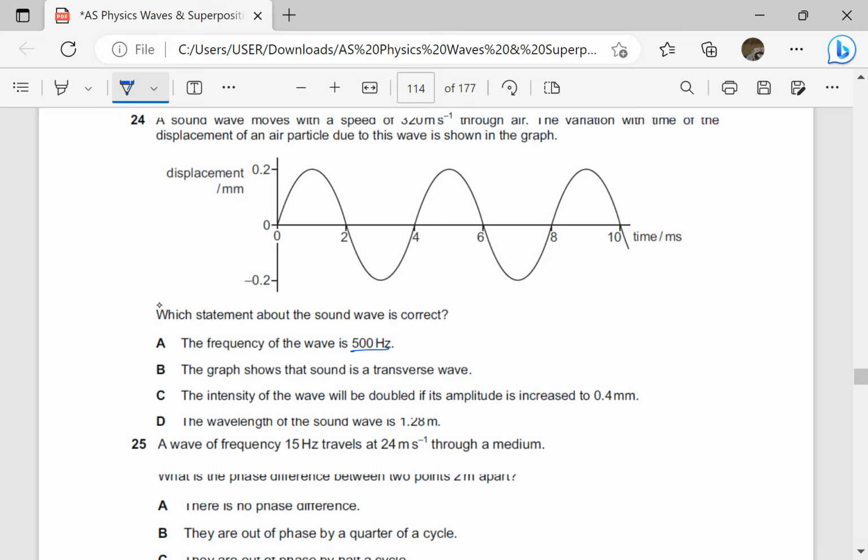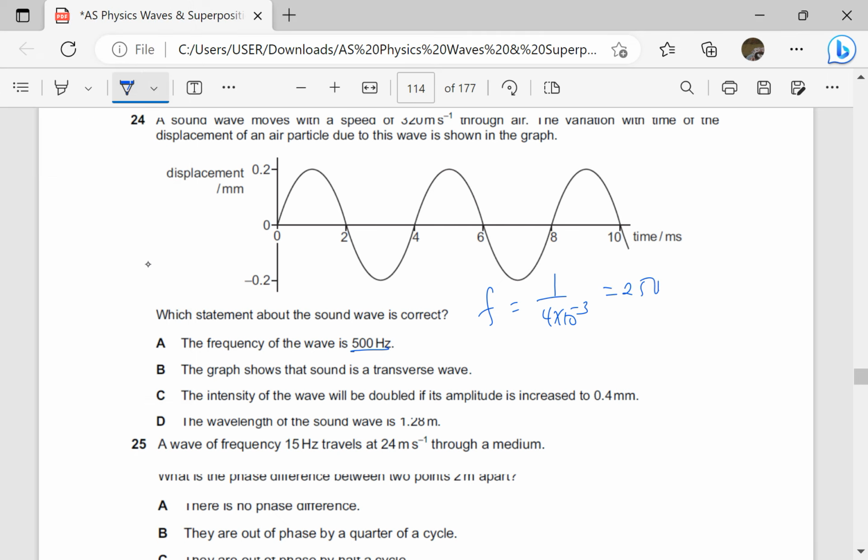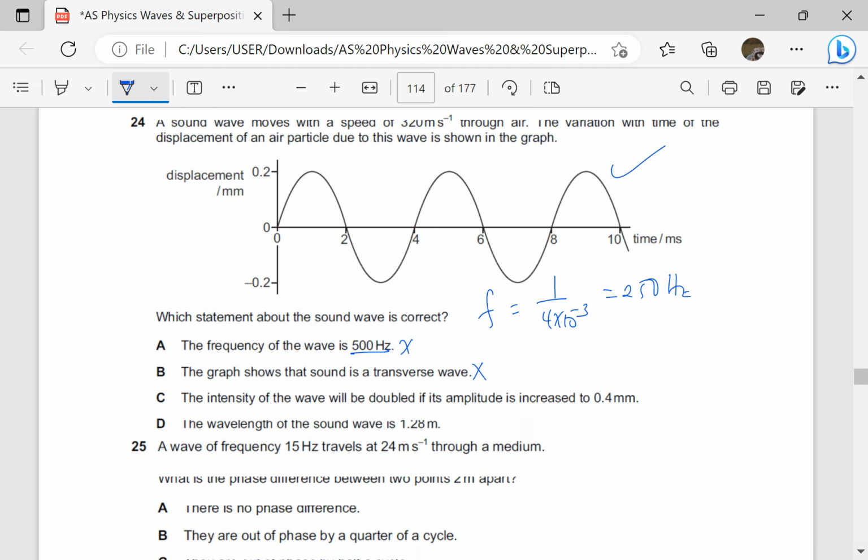Let's check the frequency. Frequency will be 1 over period, and the period is 4 milliseconds. So that's 4 times 10 to the power negative 3. 1 divided by 4 times 10 to the negative 3 is 250. So the frequency is 250 Hz, so A is not correct. B: The graph shows the sound is a transverse wave. That is not true. A transverse or longitudinal wave can both be represented by that displacement-time graph.